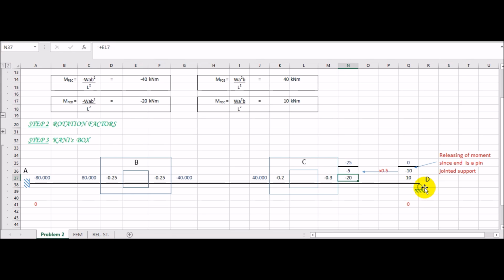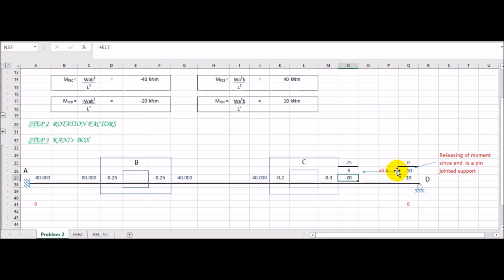So before starting my iteration process, in Kani's method we do the iteration processes. Before starting the iteration process, I'll balance this 10 kilonewton meter and make it 0, because I'm balancing this end already. There is a 10 kilonewton meter moment, so I'll add a minus 10 kilonewton meter moment here. So the summation becomes 0. I have balanced this joint, but we have to take care of the minus 10 kilonewton meter moment that we added.